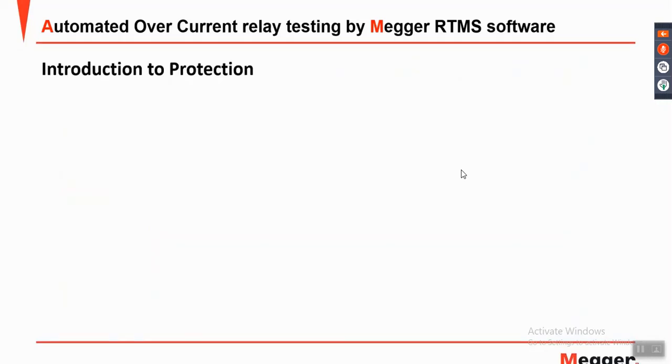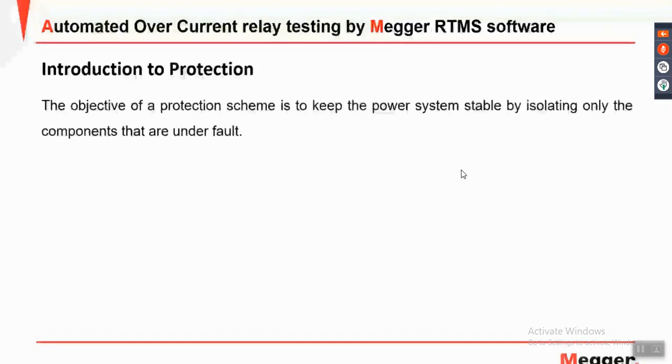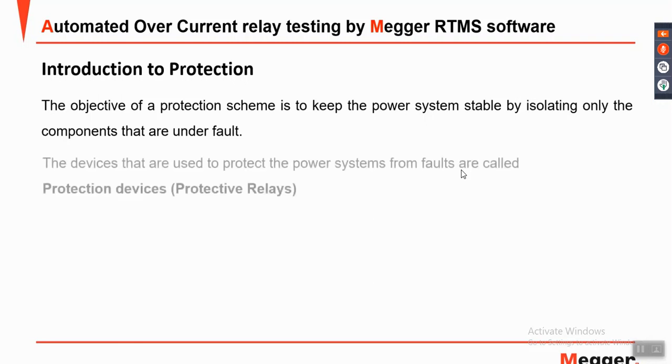So because of that, we know now it is very important to have the protection, and we should have the right protection relay for the right equipment. The objective is to keep our power system stable by isolating only the component that is under the fault, meaning that when I have a fault in a feeder, I should trip only the feeder. We should not trip the incomer. When I have a fault in a transformer, I should trip the transformer, not the generator. And that's to keep the power system stable.